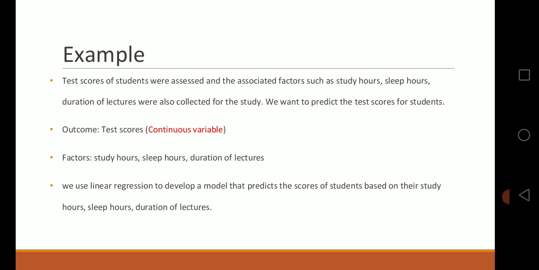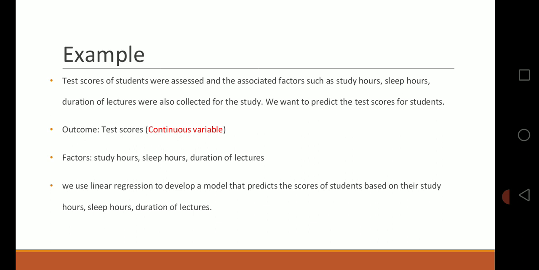Okay, so here he told us we want to predict the test scores based on the factors above, which were the study hours, the sleep hours, and the duration of lectures. Okay. So when we found prediction, we knew that this is a regression test. So which regression test? Which type of regression? The regression itself has types.